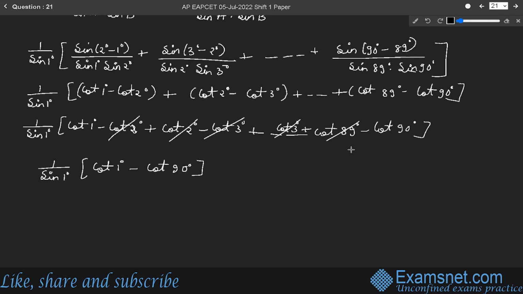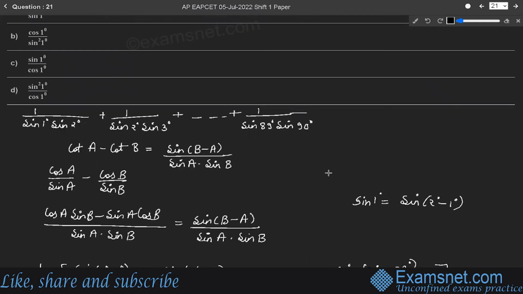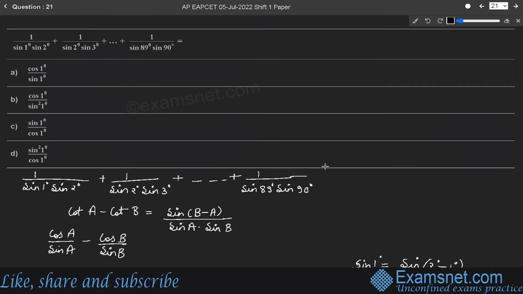We know that cot 90 is 0. So it will be cot 1 degree divided by sin 1 degree. And we know that cot theta is equal to cos theta upon sin theta. So it will become cos 1 degree divided by sin square 1 degree. Therefore, this is the required expression for the given question. So we can say that out of all the options, option B is the correct option, which is cos 1 degree divided by sin square 1 degree.